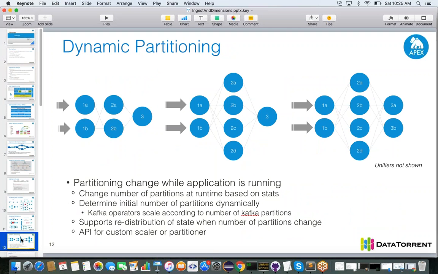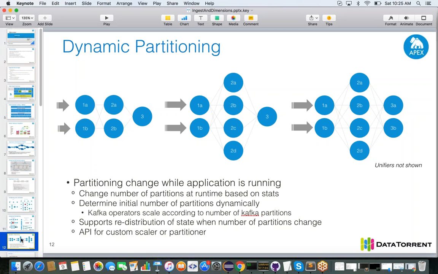Let's take a look at dynamic partitioning. Dynamic partitioning is the ability of an operator to scale up and down depending on the input load. So basically, partitioning changes while an application is still running. While this may sound really nice and exciting, in reality, maintaining state is critical when this happens. So Apex takes care of that out of the box for you. There isn't a lot of code that you would have to write for it.